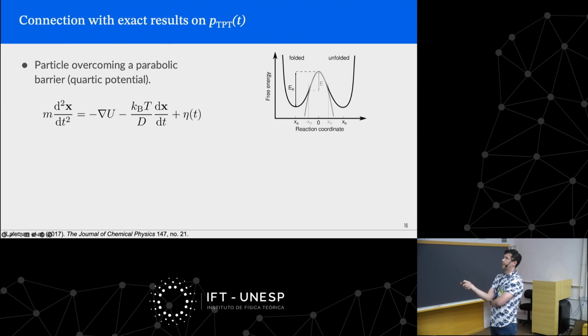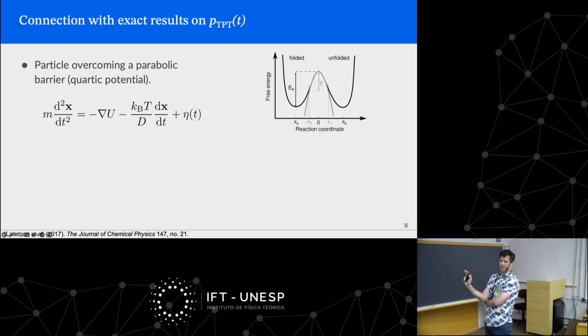If you consider again a general non-overdamped Langevin dynamics, here the variance of this noise will be slightly different from the overdamped case I showed before. But you can analyze what I was showing before, the motion of this particle in this double well potential, and you're looking basically at the particle overcoming a parabolic barrier.